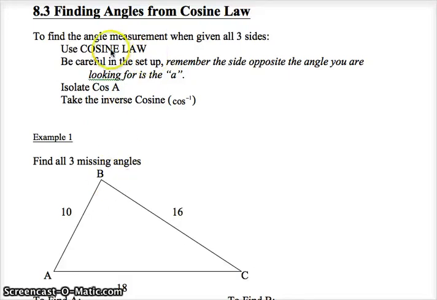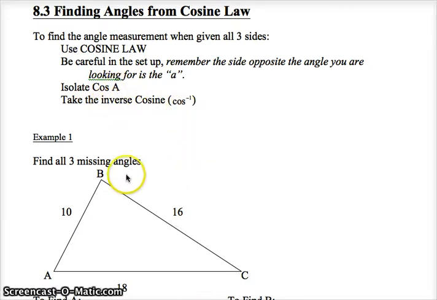Okay, so now what we're going to do is find the angles when we're using the cosine law. To find the angle measurement when given all three sides of a triangle, we use the cosine law. But we have to be careful in our setup. Remember that the side opposite the angle that we're looking for is our quote-unquote A, so that will be on the left side of the equation. We then have to isolate for the cosine of A by doing SAM/DEB, and then finally take the inverse cosine.